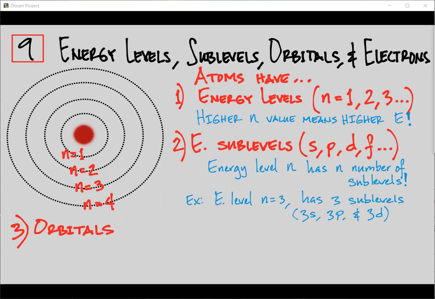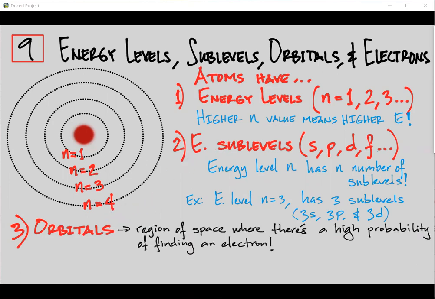And then within these sublevels, you have the orbitals. Orbitals, by definition, are regions of space where there's a high probability of finding an electron. So this is basically where electrons live. This is where they reside.